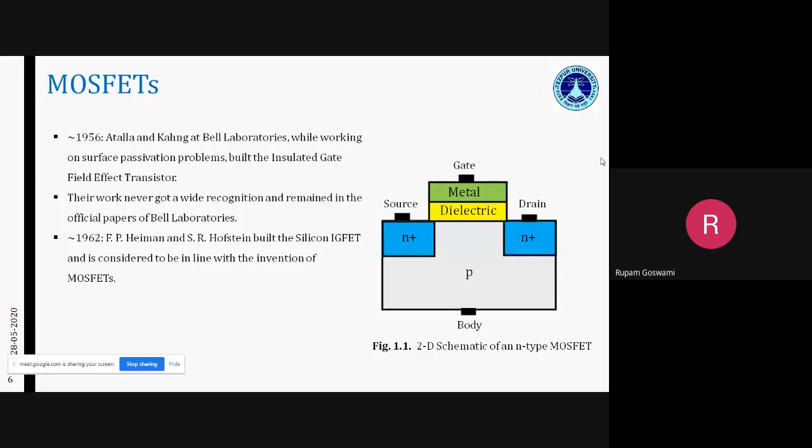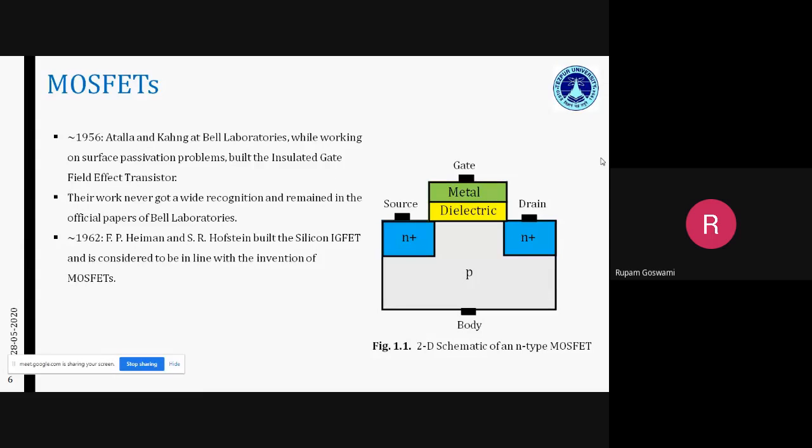In 1956, when BJTs were becoming saturated due to their surface passivation problems, Bell Laboratories gave Atalla and Kahng the task of working on the passivation problems. During this period, they built the insulated gate field effect transistor, which is a version of the modern day MOSFETs. But unfortunately, their work never got wide recognition because of corporate matters and legal issues with the laboratories, and it remained in the official papers of the laboratories itself.